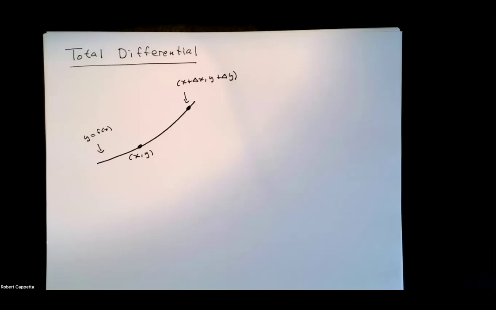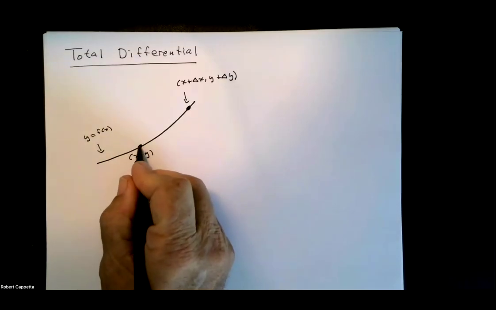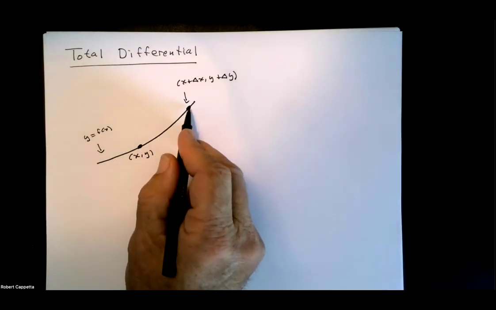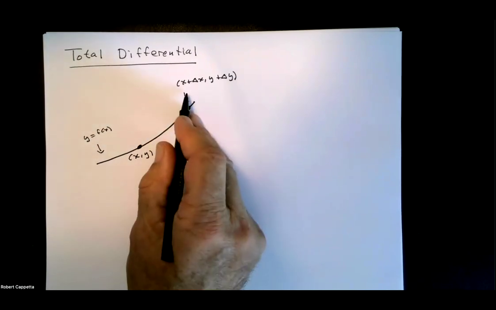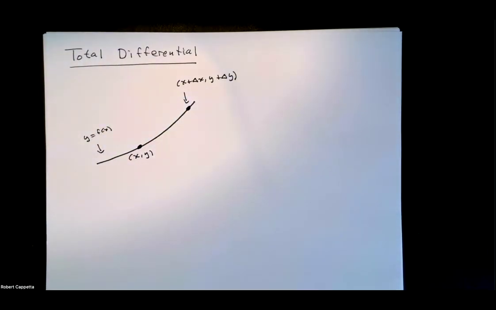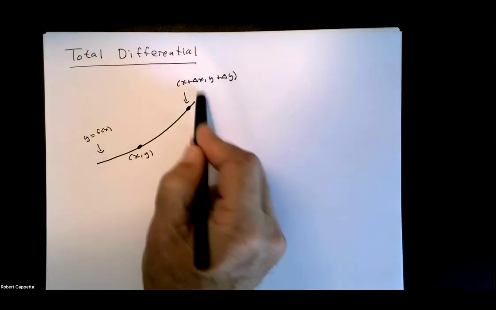So this lesson's on the total differential, but before we look at the case of a function of two variables, let's look at the case of a function of one. So I'm starting with the point x, y. I'm moving a little bit over in the x direction, a little bit up in the y direction. So this new point is x plus delta x, comma y plus delta y. And I want to learn something about this location.